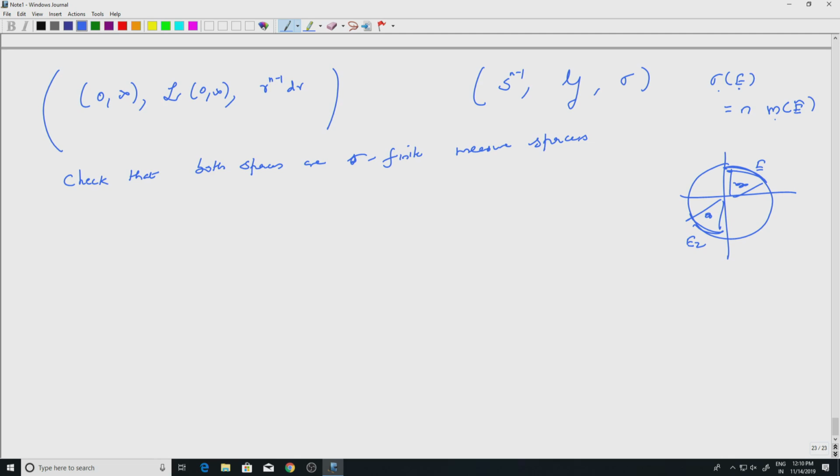Check that both are sigma finite. In fact, sigma of S^(n-1) is a finite quantity. So it's a finite measure, but this other one is an infinite measure, but it is sigma finite.